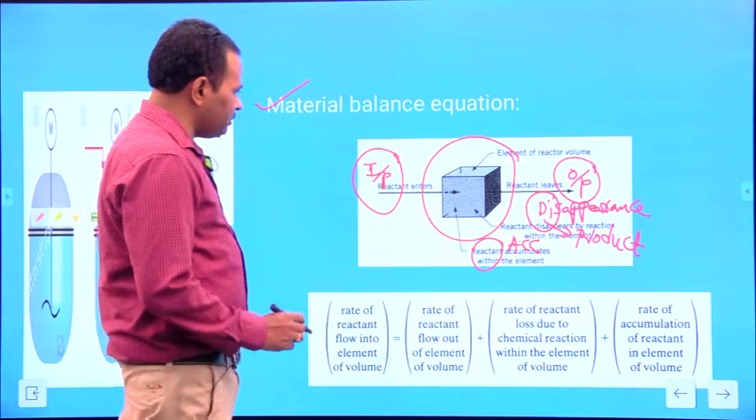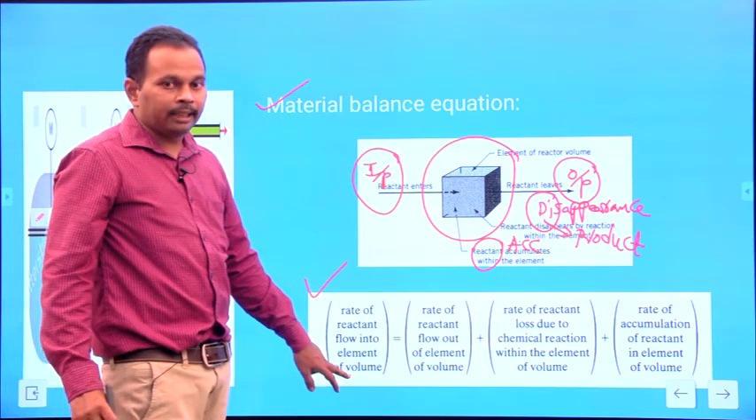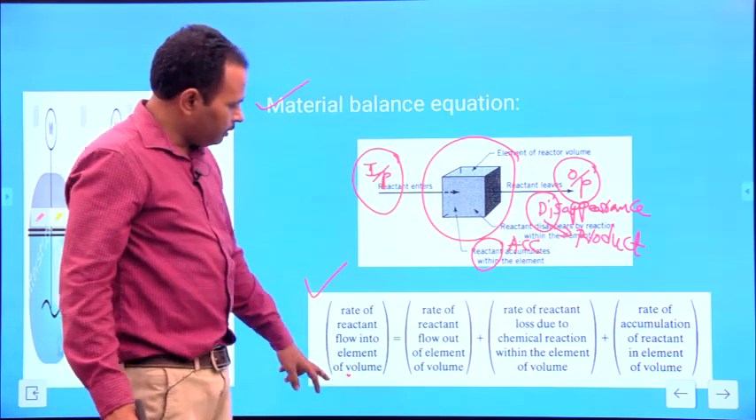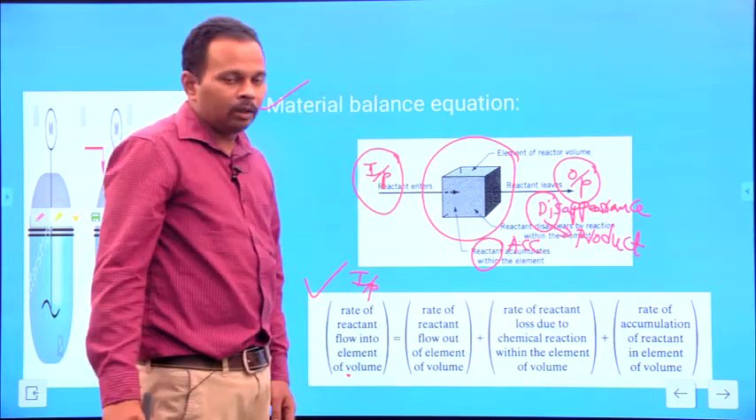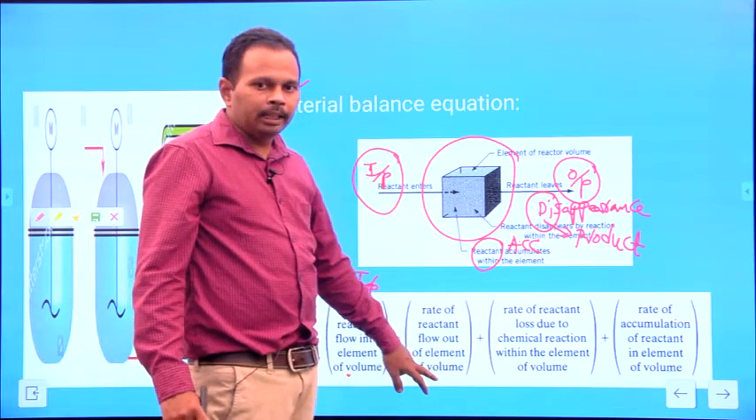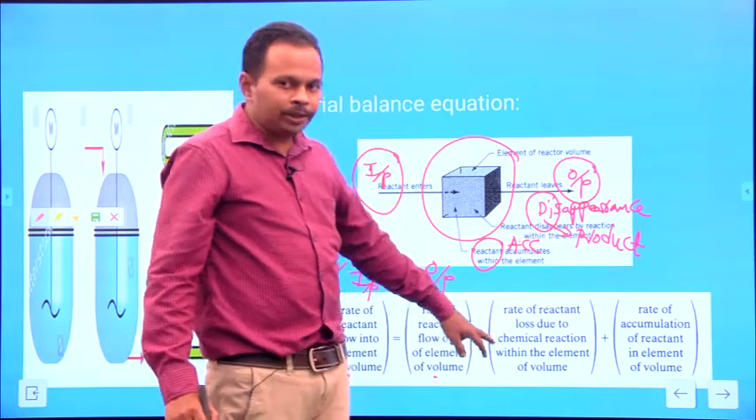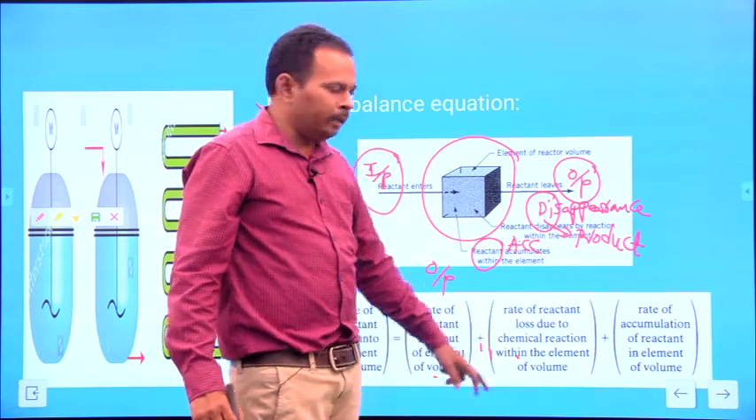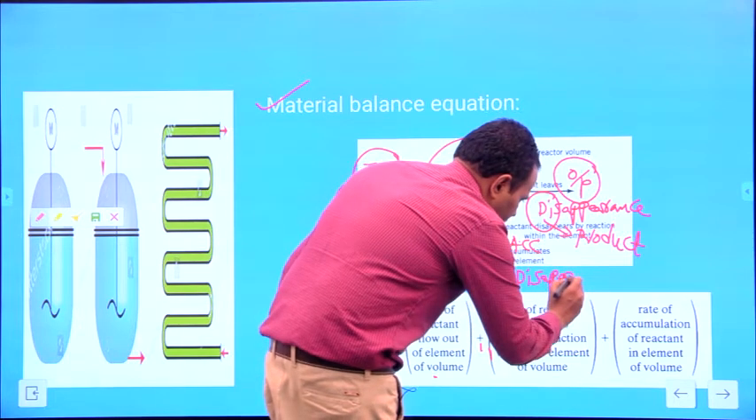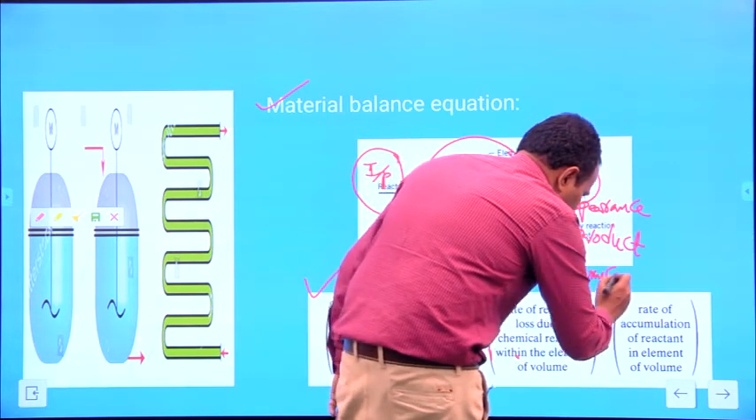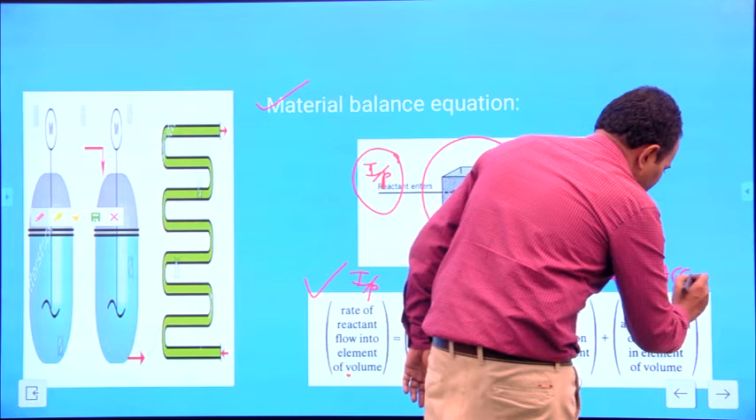Write this in terms of the material balance equation: rate of reactant flow into the element of volume, that is the selected volume from the entire reactor, this is the input, equals the rate of reactant flow out of the element of volume, this is the output, plus the rate of reactant loss due to chemical reaction within the volume element, this is the disappearance of the reactant as it converts to the product, plus the rate of accumulation of the reactant within the volume element.